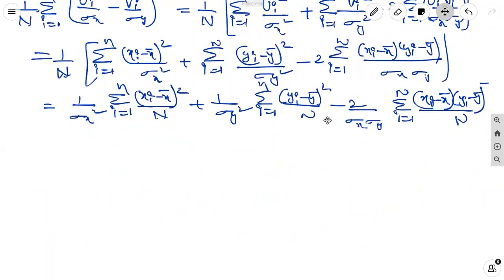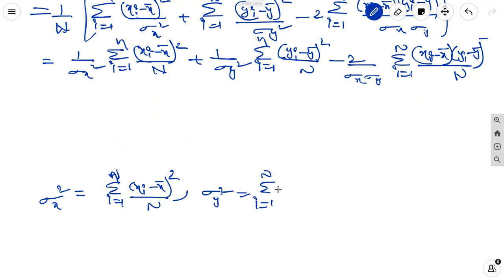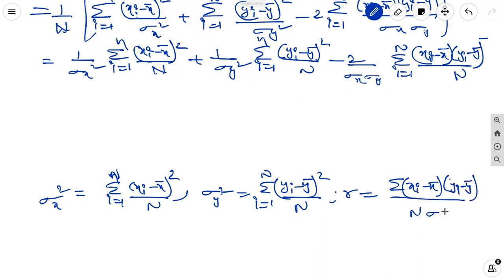Okay, we know that sigma x square equal to summation i equal to 1 to n (xi minus x bar) whole square by n, sigma y square equal to summation i equal to 1 to n (yi minus y bar) whole square by capital N, and the coefficient of correlation small r is equal to summation (xi minus x bar) into (yi minus y bar) by capital N into sigma x sigma y. So by cross multiplication, r sigma x sigma y is equal to summation (xi minus x bar) into (yi minus y bar) by capital N.